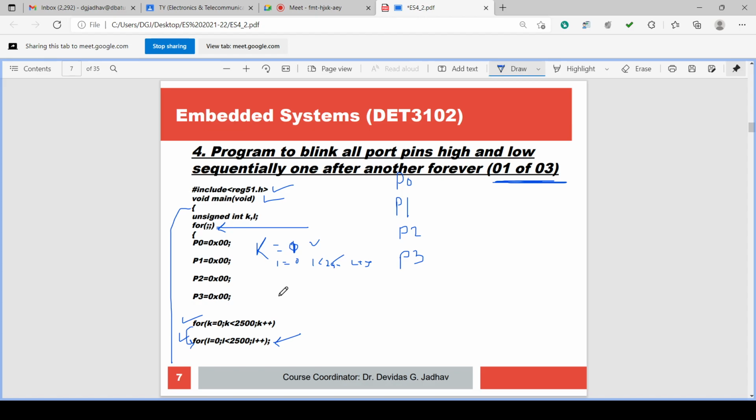Okay, so this is the delay introduced. This is called a nested for loop. This is nothing but a nested for loop. Okay, it is called a nested for loop.